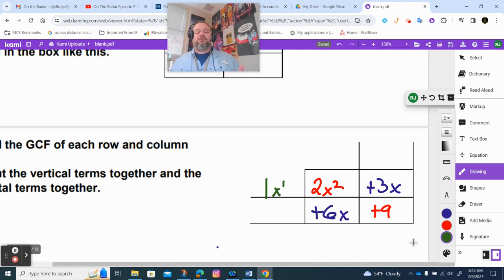On this row, what is the biggest number that will divide 6 and 9? And I'm seeing that people are doing 3. People are doing this like the Mockingjay. All right, 3. And it's positive. Can we take an x out of 9? No, because it doesn't have it.